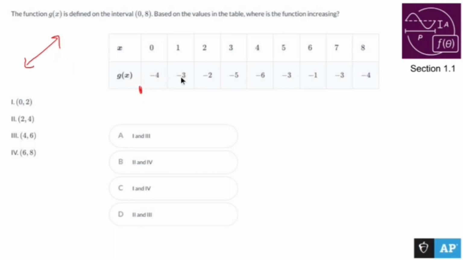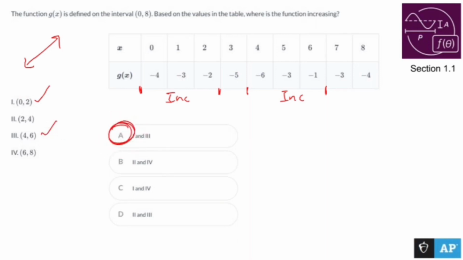So it goes from -4, -3, -2, and then stops. Then all of a sudden goes down. So there's an increase right there. Then from here to here, it decreases some more. Now we go from -6 to -3. It's increasing, and then stops again. So here's our intervals of increase. So from 0 to 2, boom, and from 4 to 6, boom, 1 and 3, 1 and 3, A is my guy.